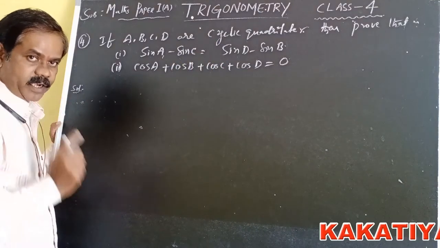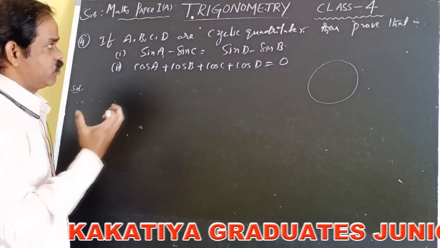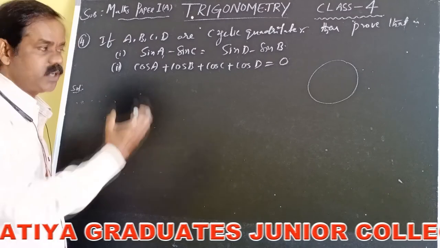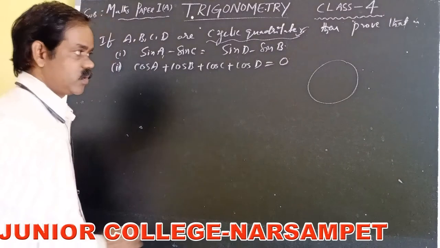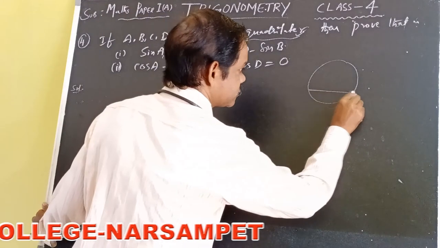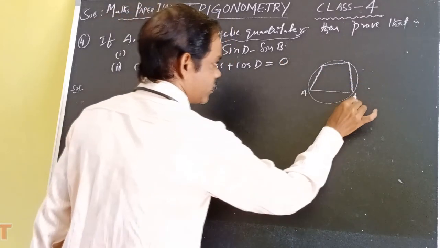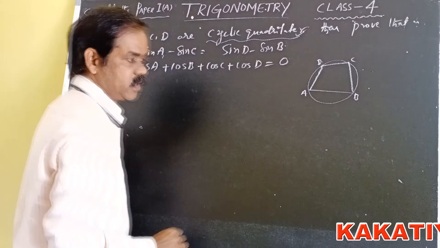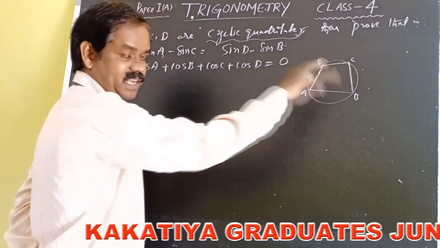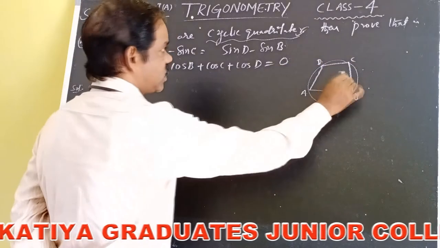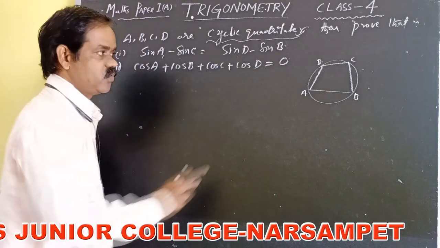Cyclic coordinate means a quadrilateral A, B, C, D inscribed in a circle. If a quadrilateral is inscribed in a circle, then it is called a cyclic quadrilateral. So what is the property of a cyclic quadrilateral?